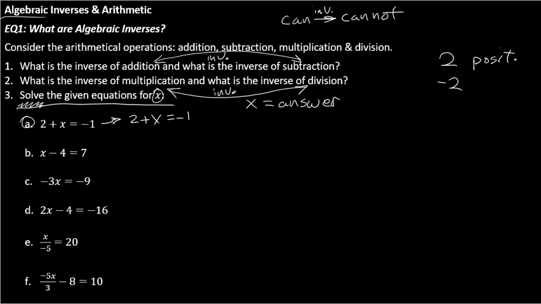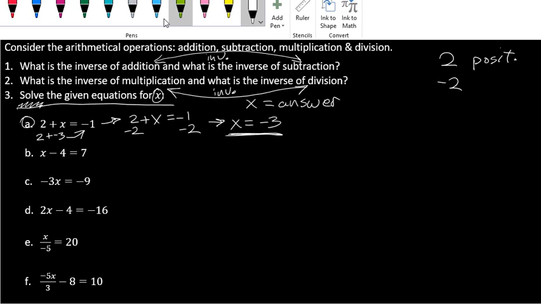So I'm going to subtract 2, and what I do to one side of an equation, I have to do to the other, otherwise it's not a balanced equation anymore. I took 2 away from one side, so I have to take 2 away from the other. That leaves me with x equals -3. And we can check our work. 2 plus -3 does in fact equal -1. So we know we have the right answer.